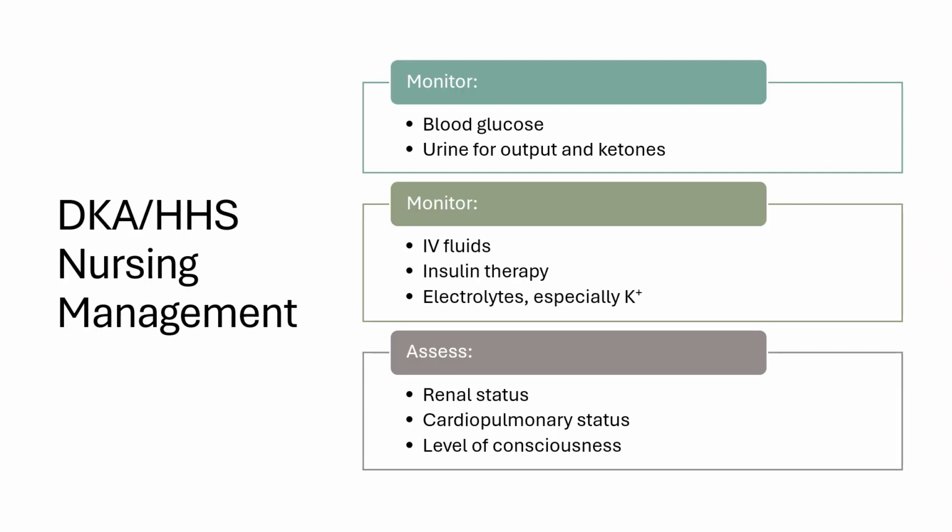So management for these patients, DKA or HHS: monitor the blood glucose, urine output and potentially ketones, especially with our DKA patient. We're going to give them IV fluids, insulin therapy. We're going to evaluate electrolytes and replace what we need, especially potassium. We're going to assess the renal status, so we're going to look at labs like the BUN and creatinine. We're looking at cardiopulmonary status, and then is there any change in their level of consciousness?